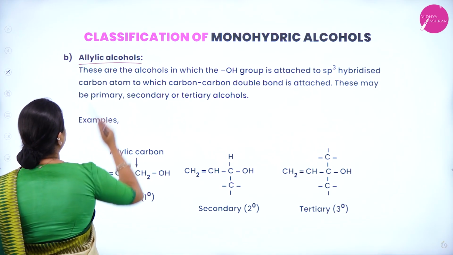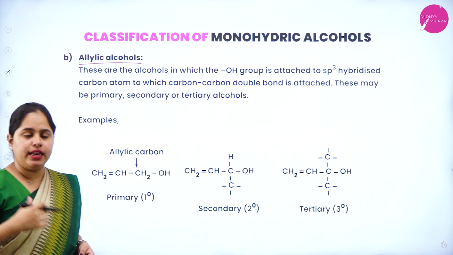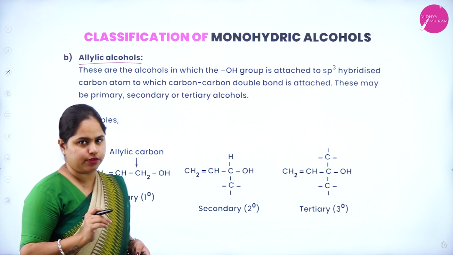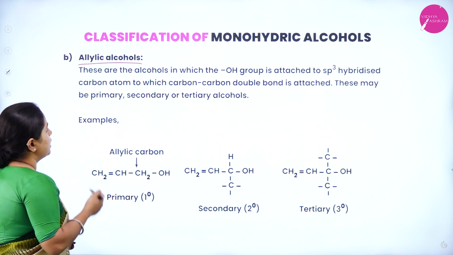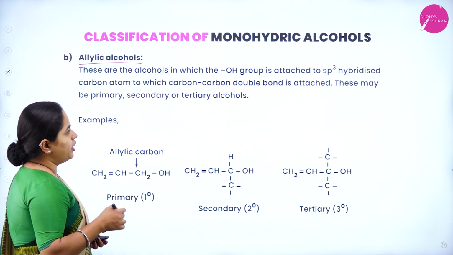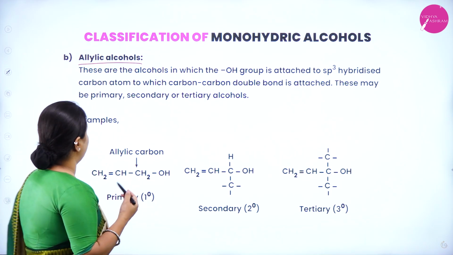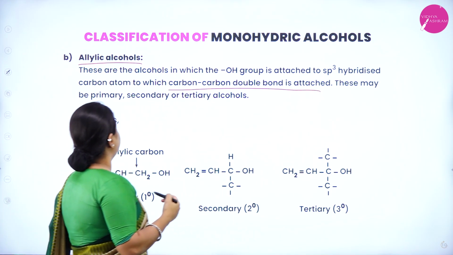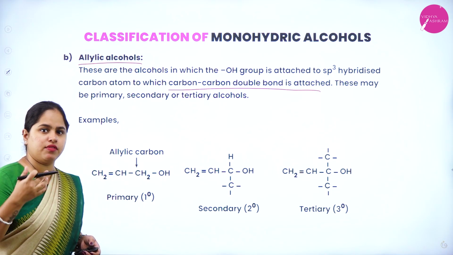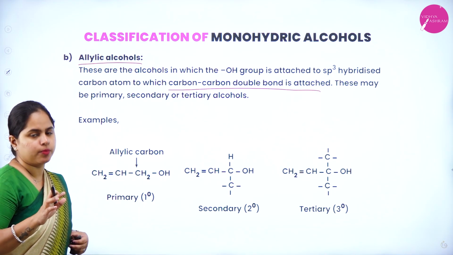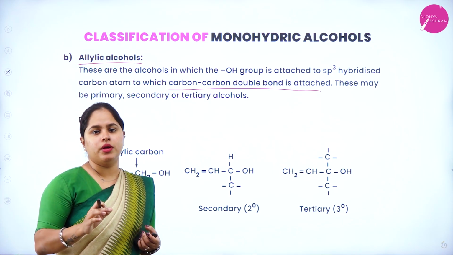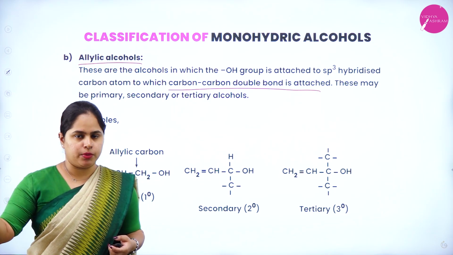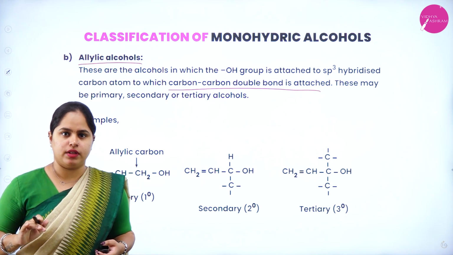The next one is allylic alcohol. This allylic, benzylic, we have already studied in haloalkanes and haloarenes, right? So what were allylic alcohols? These are the alcohols in which the hydroxyl group is attached to the sp3 hybridized carbon to which a carbon-carbon double bond is attached. These may be primary, secondary or tertiary. So what is the allylic group? That means you will have a double bond, and adjacent to that, you will have a carbon atom to which the alcohol will be attached.